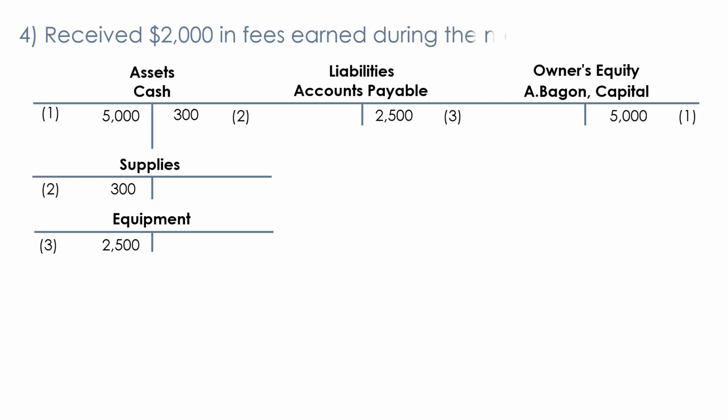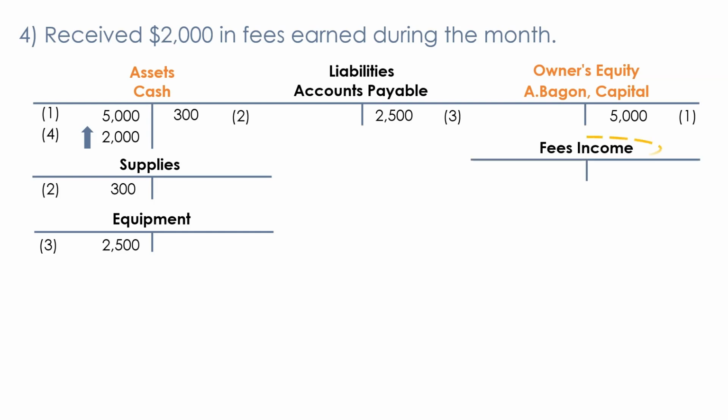Later, Mr. Bacon earned $2,000 in fees. This transaction increases the cash account because we have received payment. To record this, we debit the cash account for $2,000 to reflect the increase in assets. At the same time, we also need to increase the owner's equity. Rather than crediting the capital account directly, it's more appropriate to temporarily segregate income from capital by using a dedicated revenue account. Therefore, we credit the fees income account for $2,000 to accurately reflect the increase in revenue.